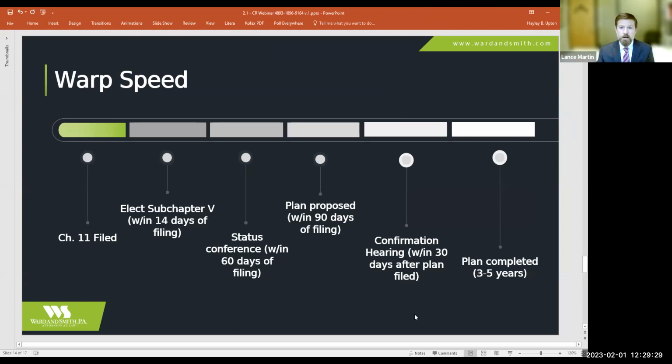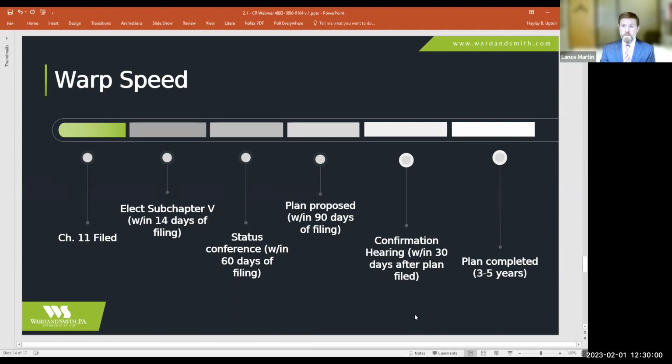That report is filed, and then within 60 days of the filing date, there's a status conference. And the judge is there, the debtor's there, his counsel, the bankruptcy administrator, Subchapter V trustee, and any creditors who want to participate. It's not a hearing where anything's decided, but it's a status conference where the judge has the opportunity to ask questions of the parties, and the debtor gets to apprise everybody of what's going on.